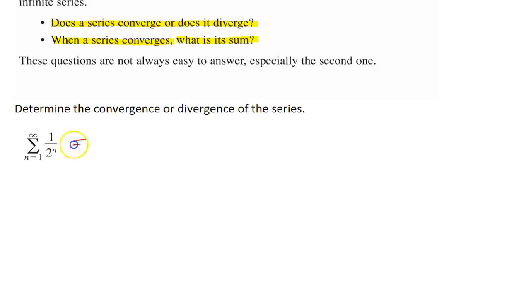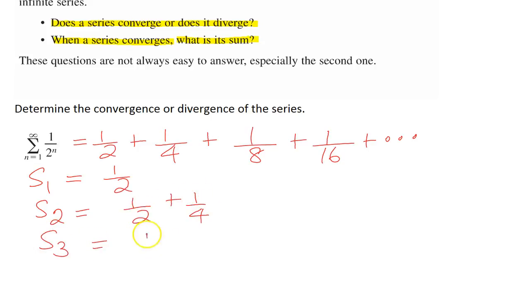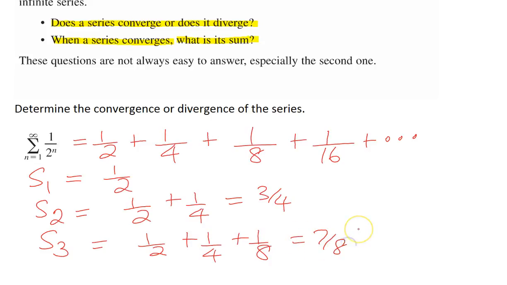Alright guys, if you were to keep on listing the terms, the first term is 1 over 2. The second term is 1 over 2 squared. Third term is 1 over 2 cubed. Fourth term, 1 over 2 to the power 4. Okay? So what is the first sum? That's 1/2. What is the second sum? 1/2 plus 1/4. What is the third sum? 1/2 plus 1/4 plus 1/8. Right guys, you know that 1/2 plus a fourth is 3/4. This plus this is 7/8 and so on and so forth.